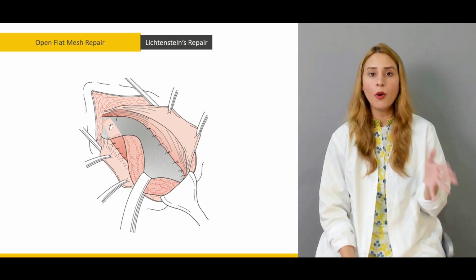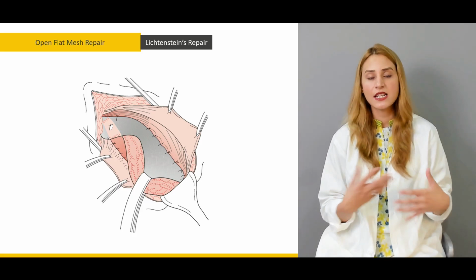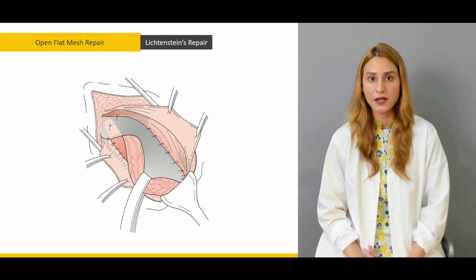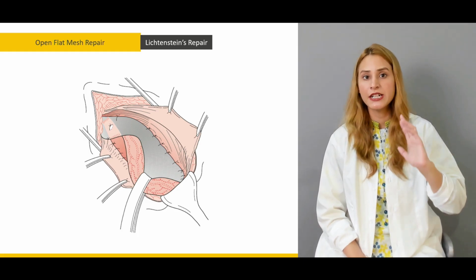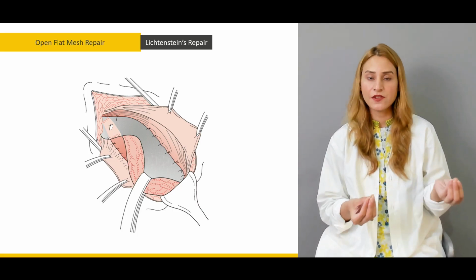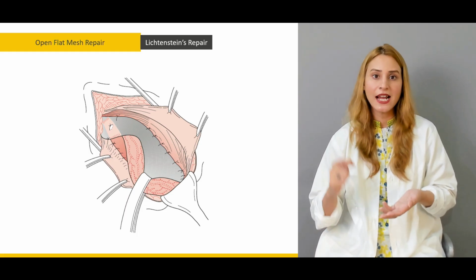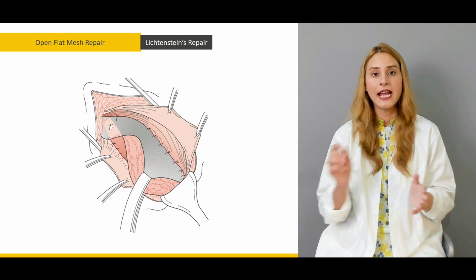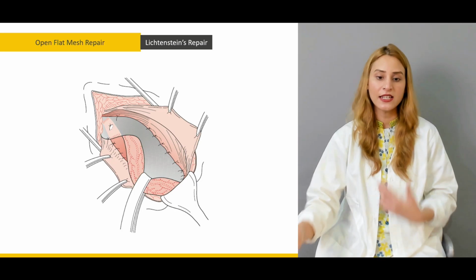So open suture repair is almost no longer performed anywhere. In most parts of the world, surgeons perform this Lichtenstein or open flat mesh repair. In the case of femoral hernias, you place a plug mesh. But in the case of inguinal hernias, you put a flat mesh and stitch it. You close the defect and then put a mesh over the defect, and the mesh is sutured to the conjoint tendon on one side and the inguinal ligament on the other side.